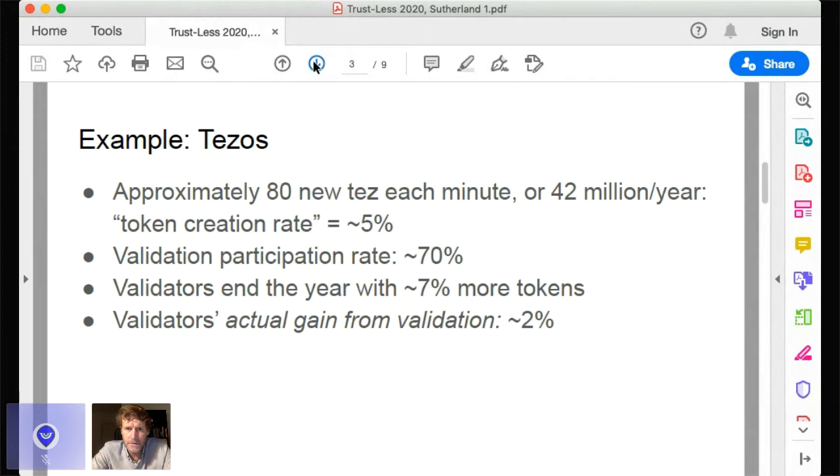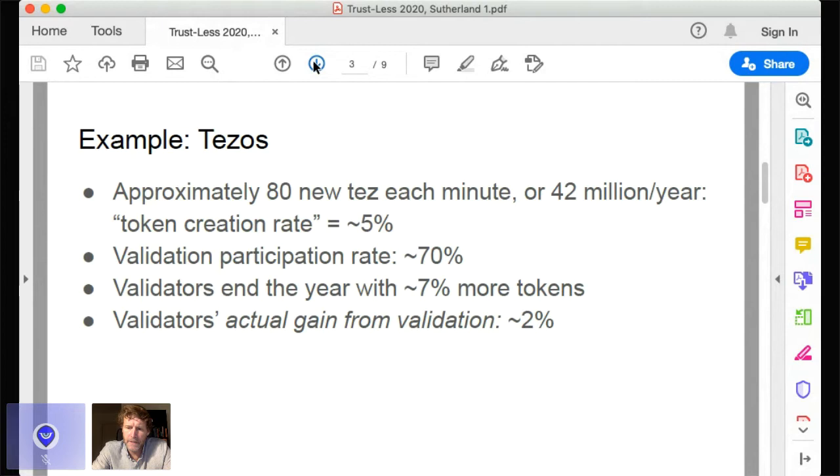So the way Tezos works is these new Tez are created along with each block. That's about 80 a minute, or up to 80 a minute, and then that's over 100,000 a day. It works out to about 42 million a year. Now, against the backdrop of how many tokens there are on the network, that translates to a token creation rate of about 5%. The validation participation rate is about 70%, or a little higher than that right now. It doesn't really matter for this example.